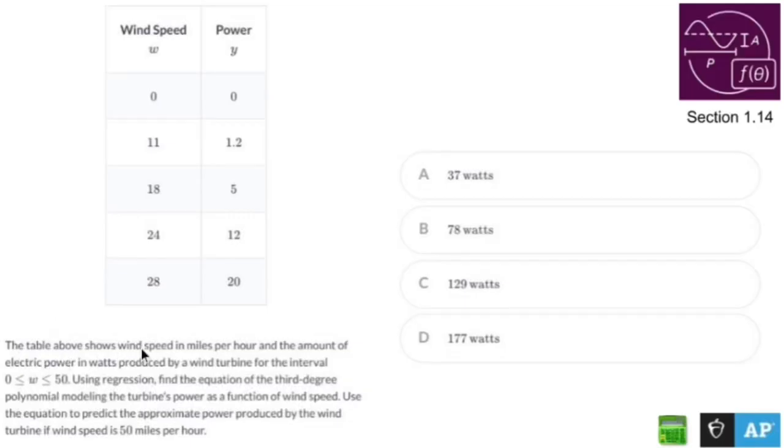The table above shows wind speed in miles per hour and the amount of electric power in watts produced by a wind turbine for the interval 0 to 50. Okay, I don't have 50, but I have that much. Using regression, find the equation of a third-degree polynomial. Third-degree polynomial regression is cubic regression. So I'm going to do that in my calculator, and then I need to find out what happens when I plug in 50.